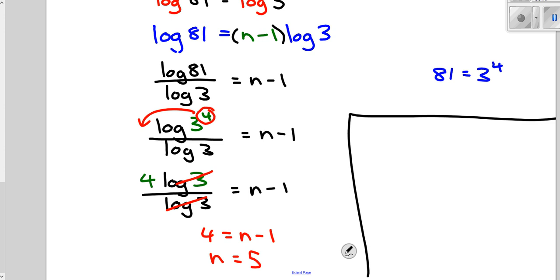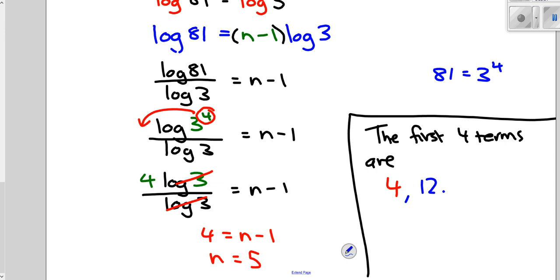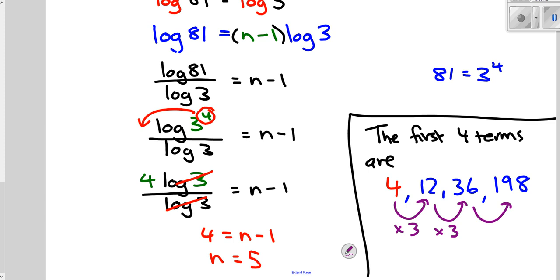So the first 4 terms, I'll just do it here. We know the first term is 4, and we know the next term is times 3, so 12, 36. Is it 198? Just because the common ratio is 3. Yeah, and the first term, so that was a shortcut. You could sub it into the formula I had written, but because we know that the common ratio is 3, then we could just do it that way too. And we were told in the question the first term was 4.